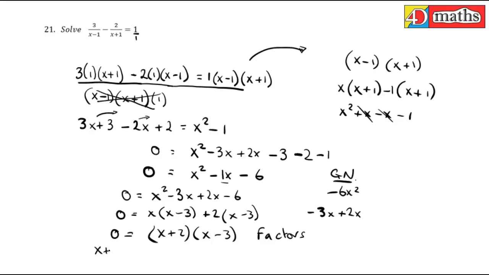So I let x plus 2 equal to 0. x is equal to minus 2. x minus 3 is equal to 0. x is equal to 3. My two answers for x.